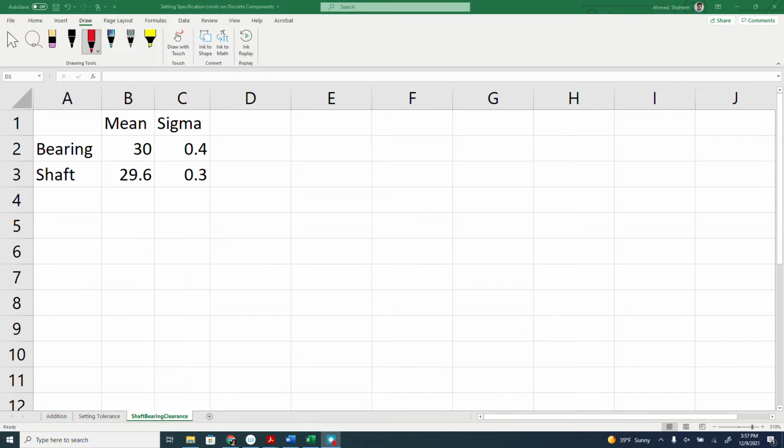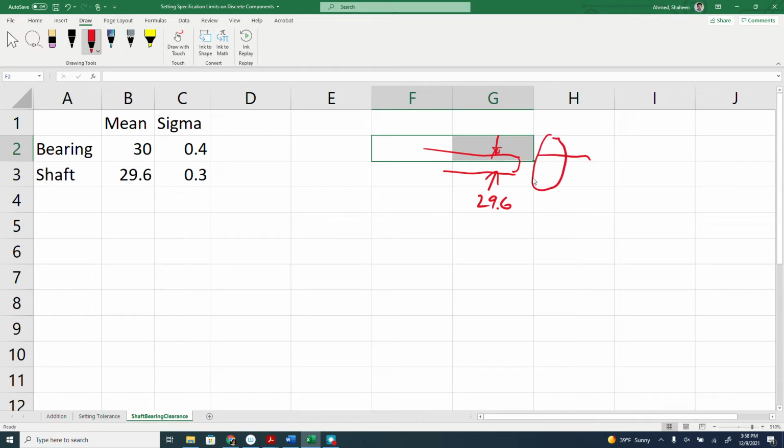So the common question is: is there enough clearance? Is it too loose or too tight? So assuming that we have this bearing diameter, for example 30 inches, and the shaft diameter is 29.6 inches. So let's say you have a shaft like this, 29.6 inches, and it's going to fit into a bearing which has an inside diameter of 30 inches, and the standard deviation, the sigma, is given. So how do you calculate that?